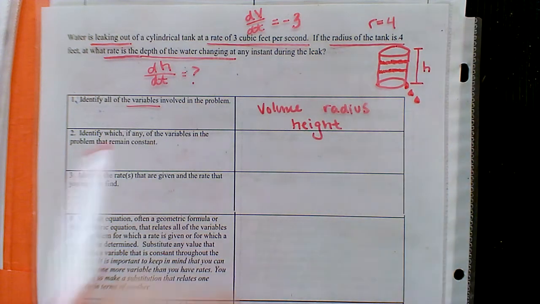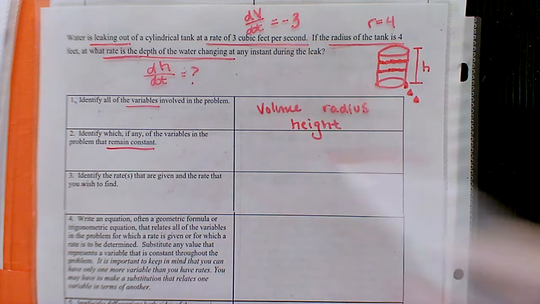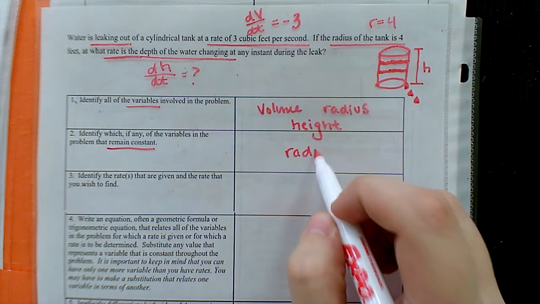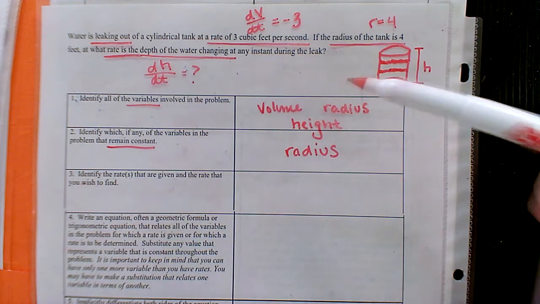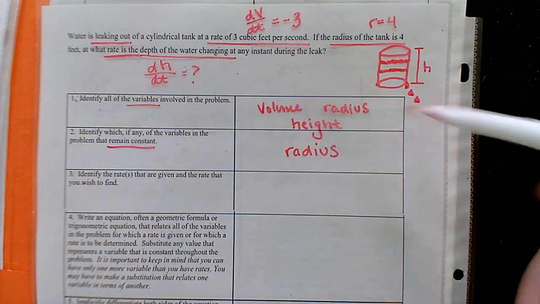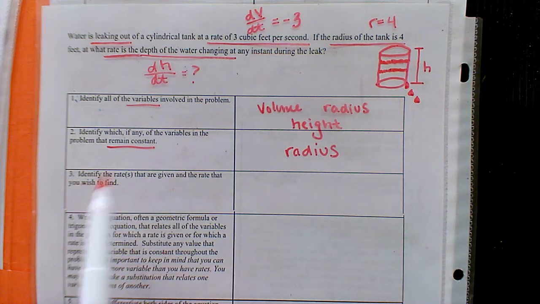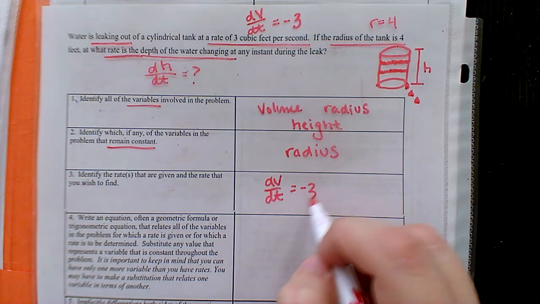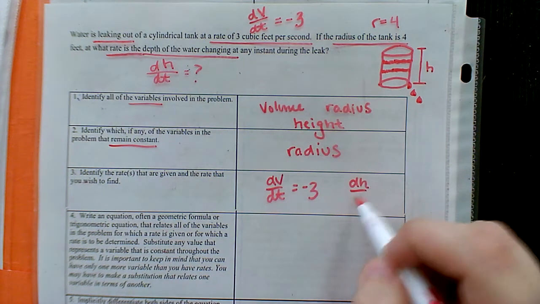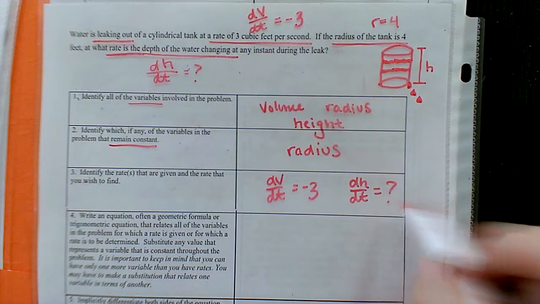So in this case, we do have a variable that remains constant. We can label that as the radius. We haven't seen that yet, but this is an example of one. As the water is leaking, as this scenario continues over time, volume and height change, but the radius does not. All right, identify the rates that are given. We labeled dV over dt as -3, and dh over dt is what we're trying to find.